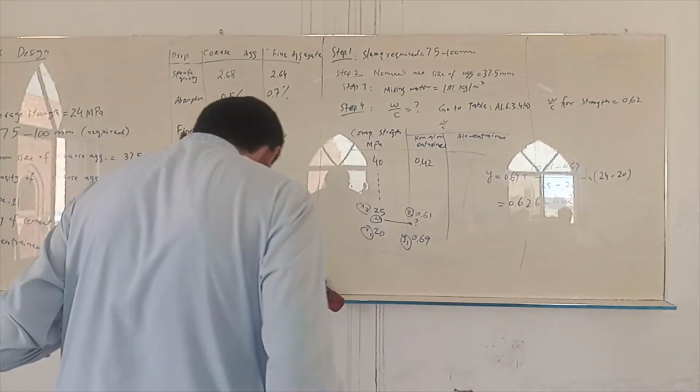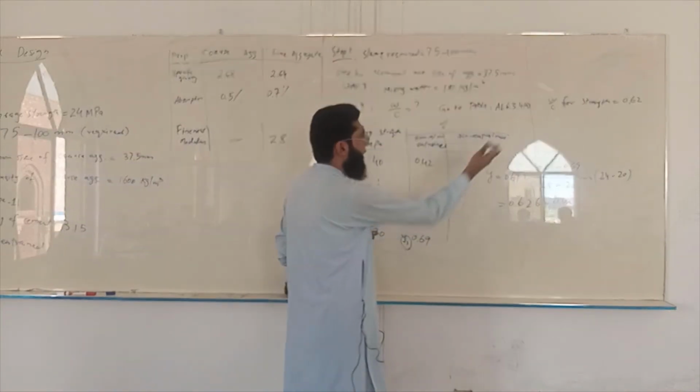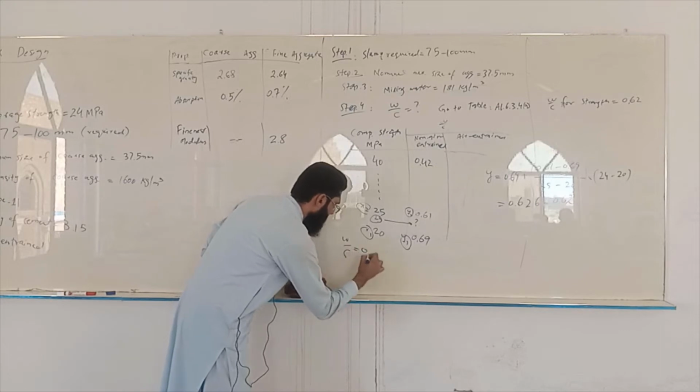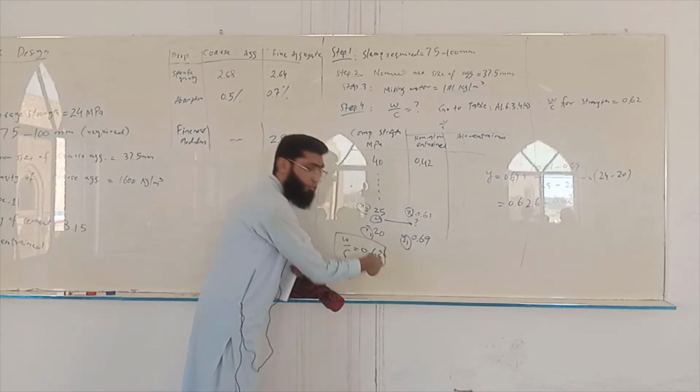So, it is 0.62. Water cement ratio at the end is 0.62 for strength purpose.